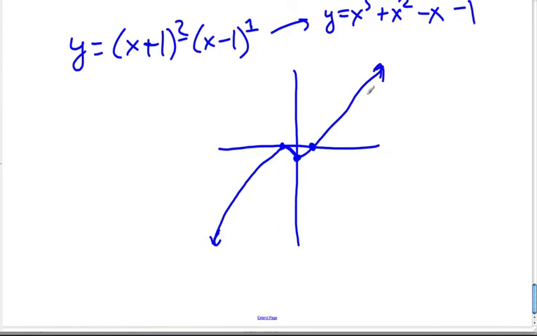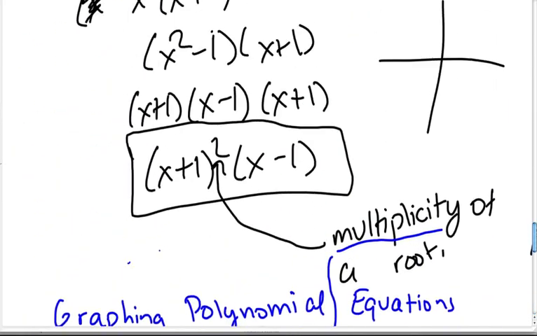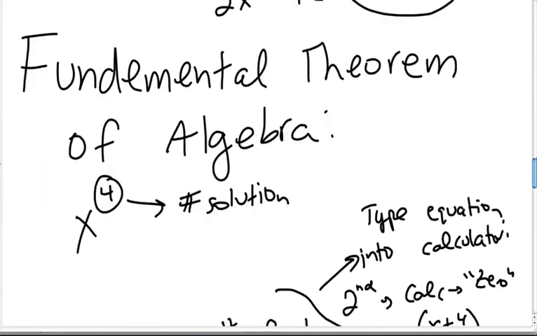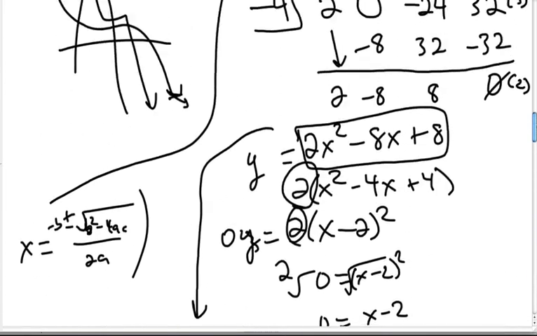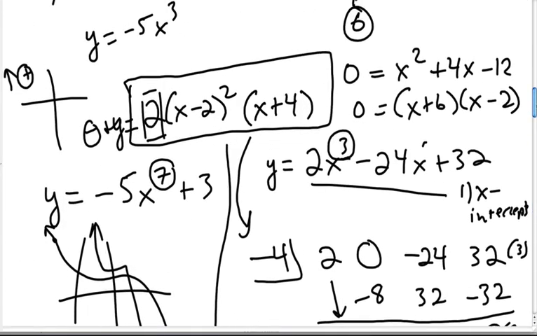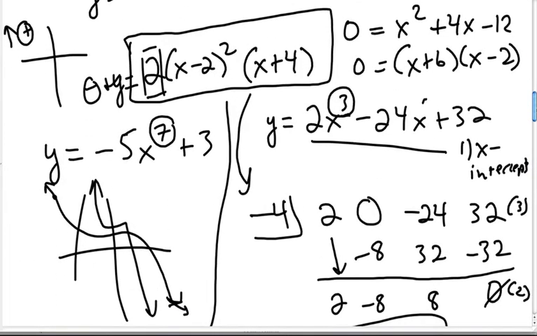That is what the equation looks like. And we can do this for a lot of different equations. Let's graph that previous one that we found. Let's look over here. It was 2(x − 2)²(x + 4).